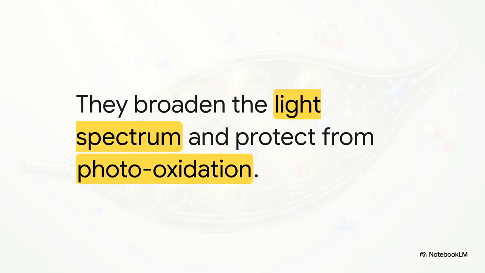So what do the other 3 pigments even do? Well, we call them accessory pigments. They're like crucial sidekicks. They absorb different wavelengths of light and then transfer that energy over to chlorophyll A. This drastically broadens the usable spectrum of light the plant can harvest. But even more importantly, they protect that vital chlorophyll A molecule from being destroyed by photooxidation when the sunlight gets just a little too intense.